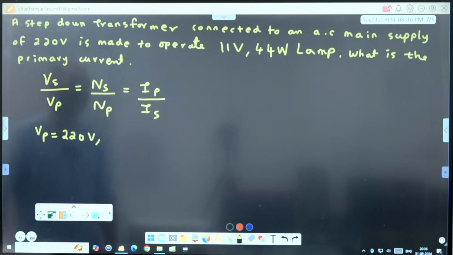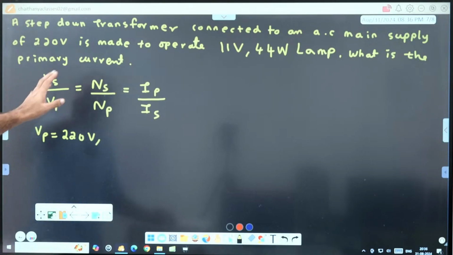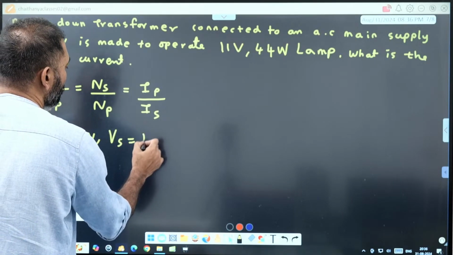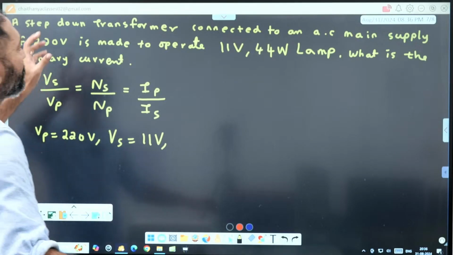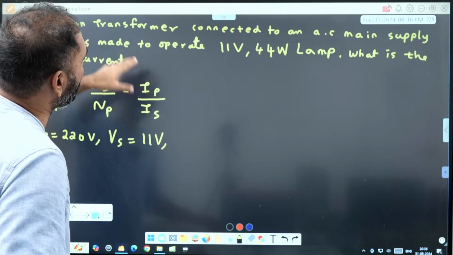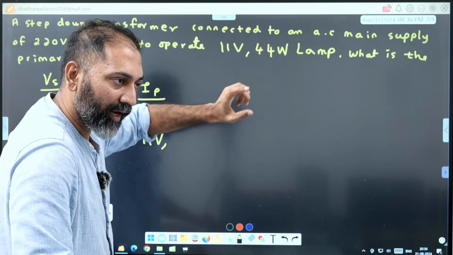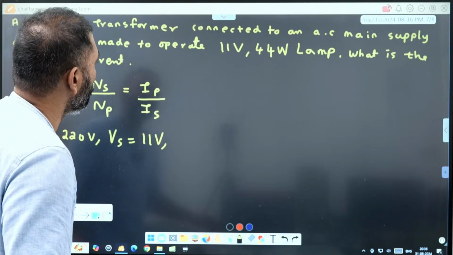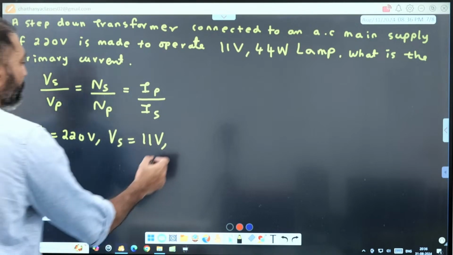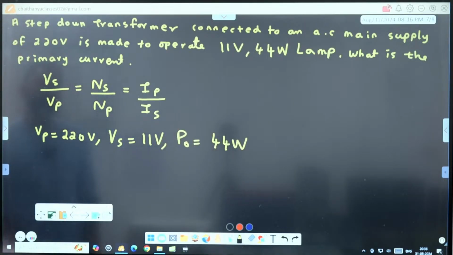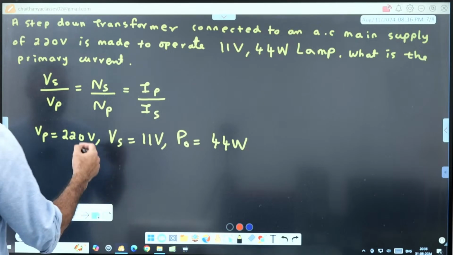Made to operate 11 volt 44 watt lamp. It is made to operate means the output voltage, or voltage across secondary, is 11 volt. This transformer is connected to a device whose operating voltage is 11 volt, so transformer output voltage is 11 volt, and the 44 watt, that is output power, is 44 watt. What is the primary current? That is what we have to find out here.